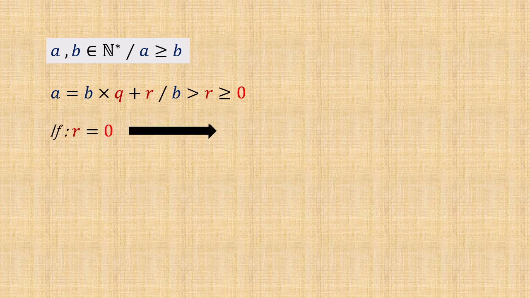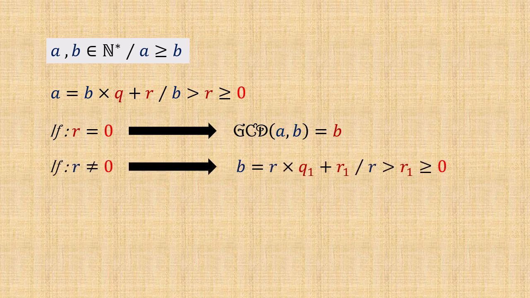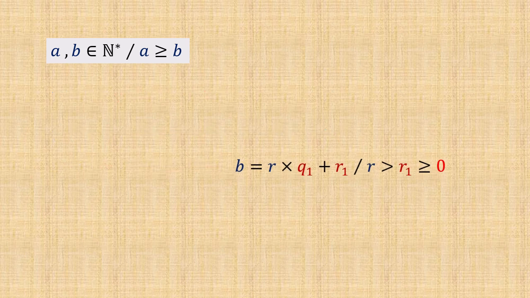Now, let's see the algorithm process. Considering two natural numbers different from 0, a and b. In order to calculate the greatest common divisor between those two numbers according to the Euclidean algorithm, we start by doing the Euclidean division of a over b, and note r the rest of this Euclidean division. From this point, we consider two cases. If r is equal to 0, we conclude that the greatest common divisor between a and b is b. If r is different from 0, we do the Euclidean division of b over r and note r1 the rest of this new Euclidean division.